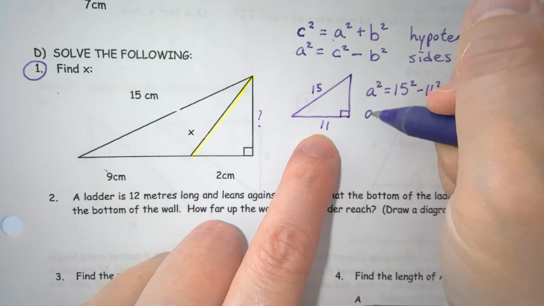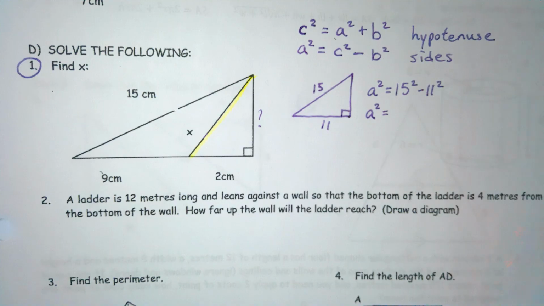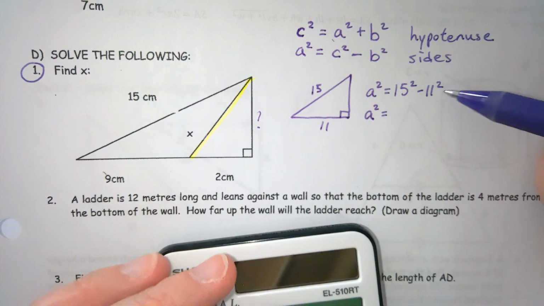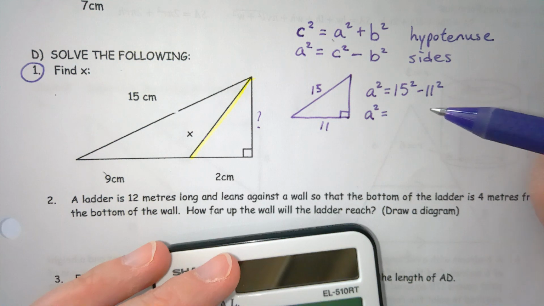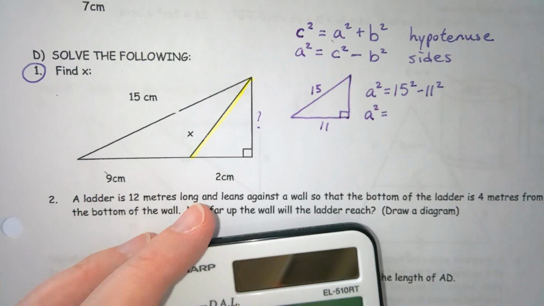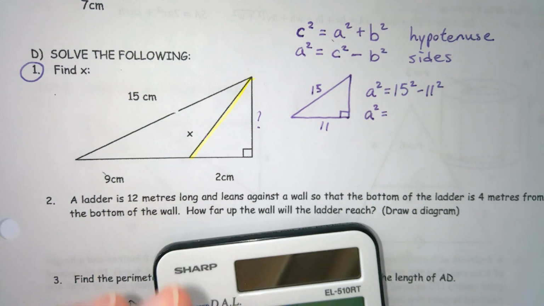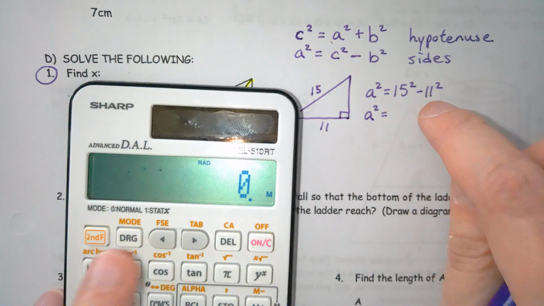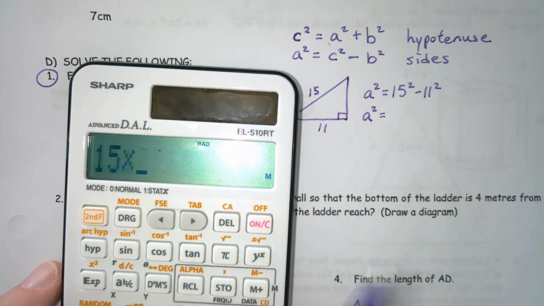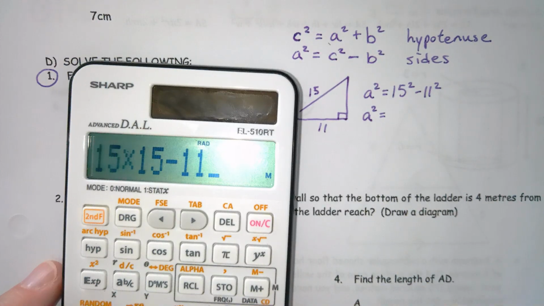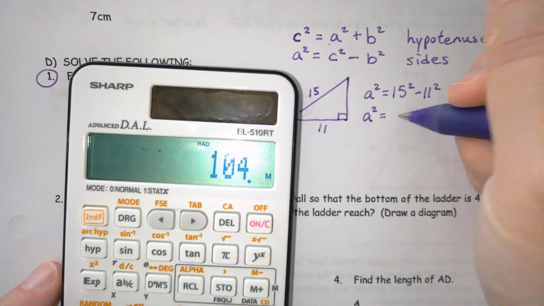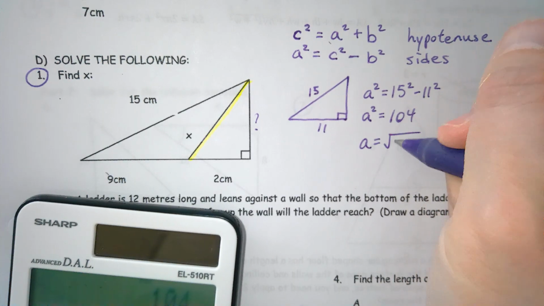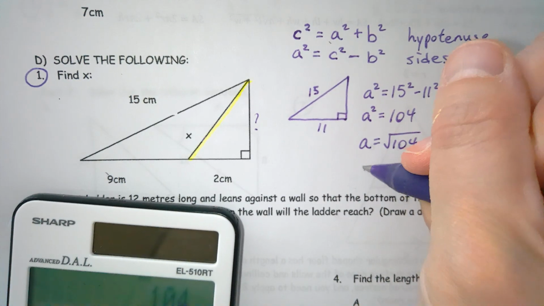Okay, I've seen the bad habit that some of you do. Some of you will write 11 squared minus 15 squared. If I do that, I'm going to get a negative value again, and as we saw, when we square root a negative, we get an error. So the format is always the bigger number, subtract the smaller number. So 15 times 15, take away 11 times 11, I get 104. So as we just practiced, square root 104.